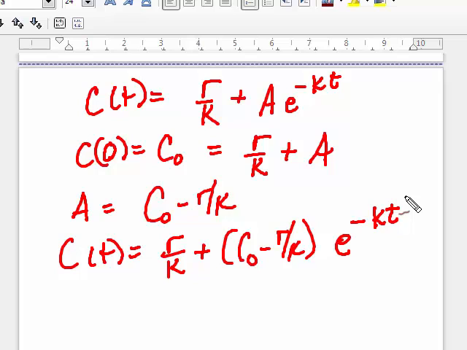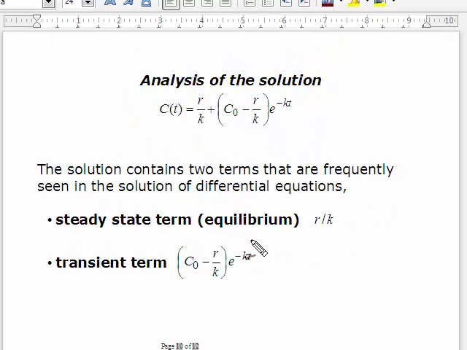Okay, if you put t of 0 here, you can see that you'll get the C naught back, which is what you were supposed to do. Now let's analyze the solution, and we're going to see terms here that we're going to see over and over again in solutions. We're going to see what is called a steady state term or an equilibrium term. In this case, it's R over K. It's called steady state or equilibrium. Well, let's just call it steady state for right now, because it doesn't change with time. R over K is just R over K.